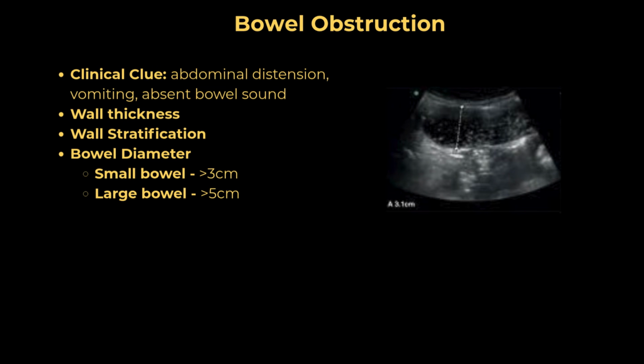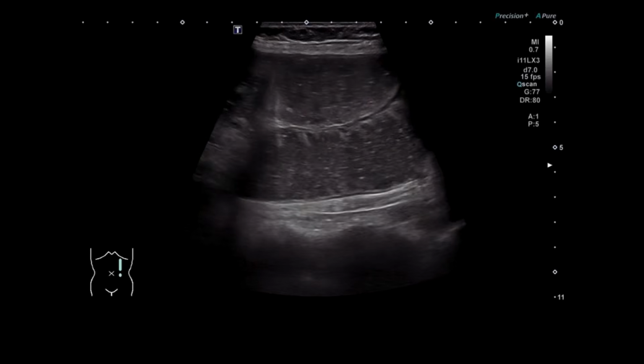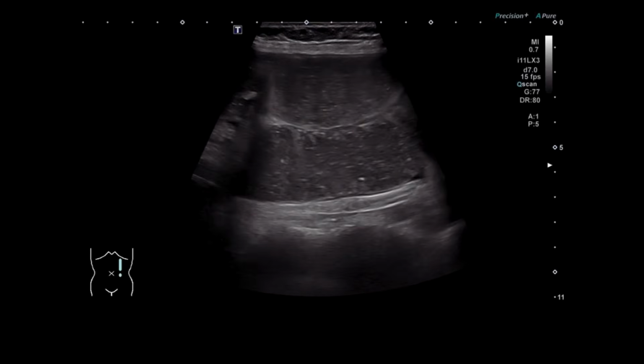Bowel diameter is the main diagnostic feature. Small bowel loops are dilated more than 3 centimeters. Large bowel loops are dilated more than 5 centimeters. The loops often look fluid-filled and sausage-shaped. Peristalsis changes with time. In the early phase, there is hyperperistalsis as the bowel tries to push contents forward. In the late phase, peristalsis decreases or stops. You may see to and fro movement of fluid without progression.